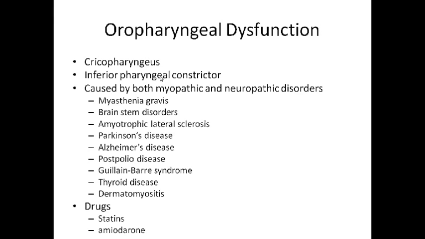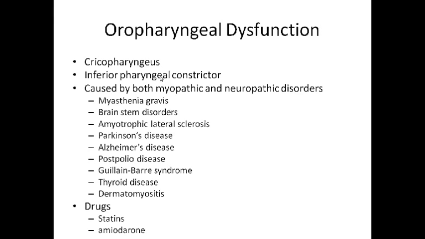If these are not constricting, or if they have a constant constriction, it can be caused with comorbidities: myasthenia gravis, brainstem disorders, ALS, Parkinson's, people who've had polio, which fortunately is decreasing over time. A major one is thyroid disease also, dermatomyositis, and then some medications also.